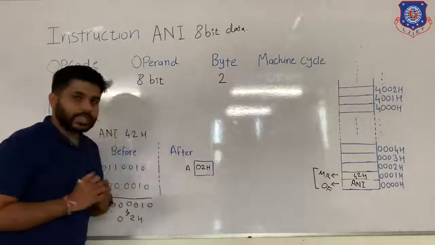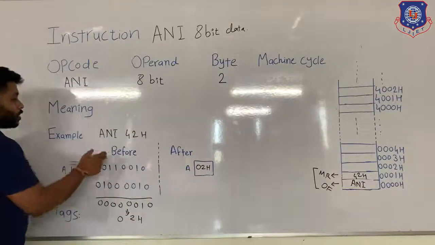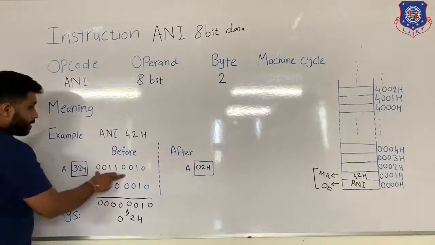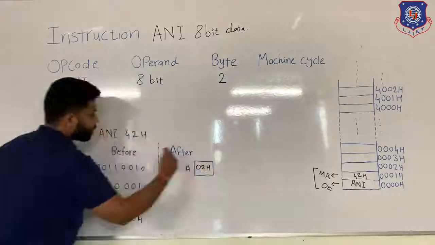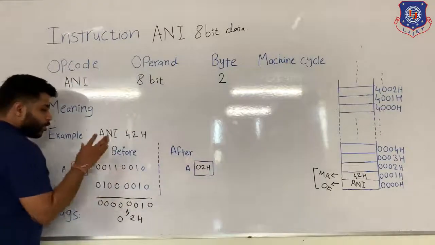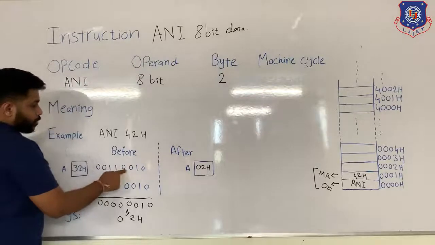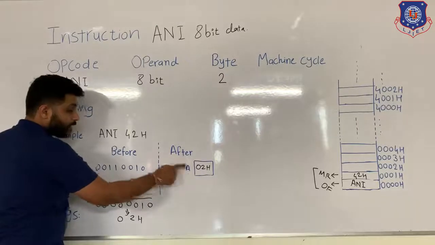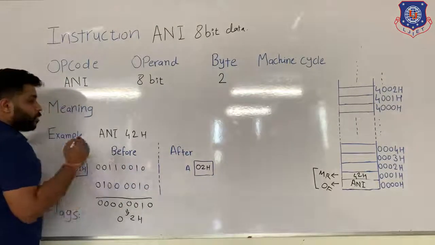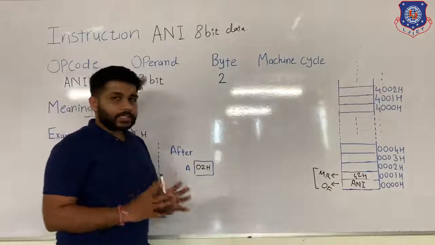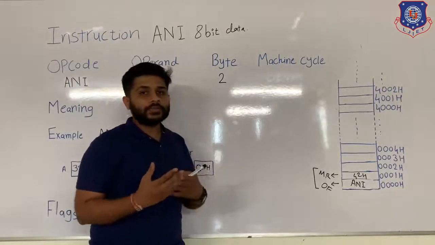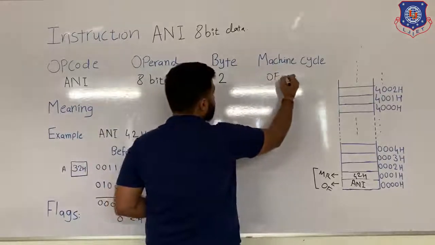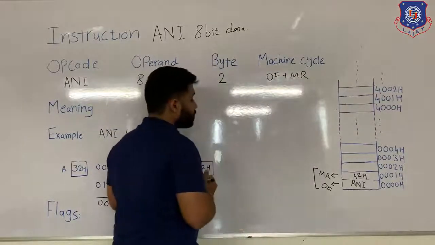Let's see what is happening during the execution. In the execution, logical AND is performed between the data which is already present in the accumulator and the data which is transferred from the memory. So both data are already present in the microprocessor. The processor will perform the AND operation and the answer will be stored in the accumulator, that is also part of the microprocessor. What I am trying to say is, during the execution no interaction with memory is occurring. So only 2 machine cycles are needed, that is opcode fetch plus memory read. And this is it for this instruction.